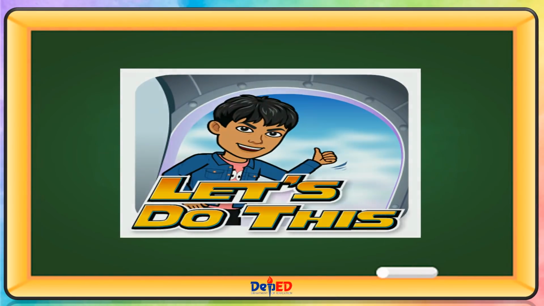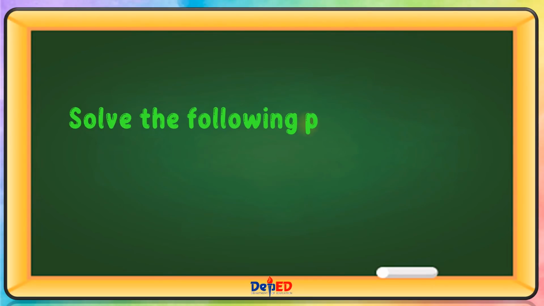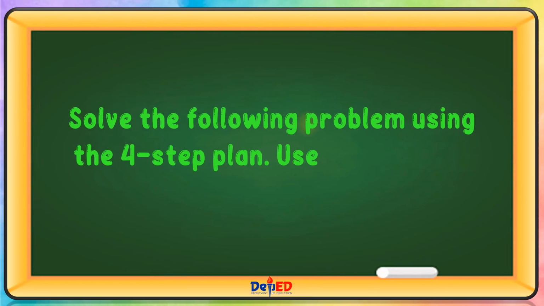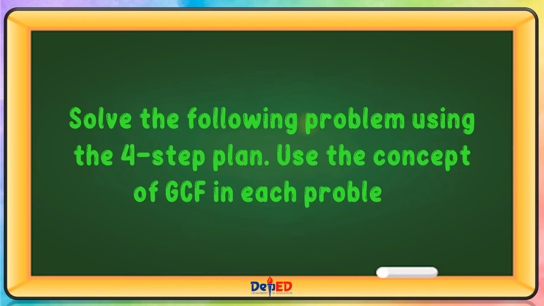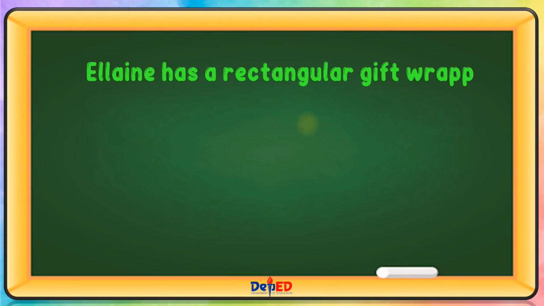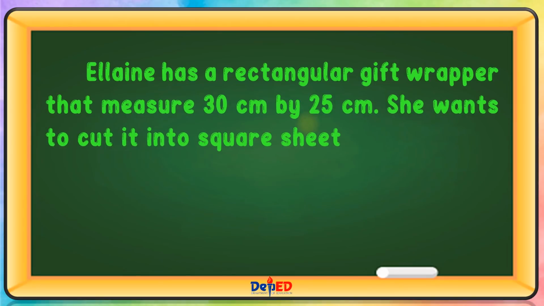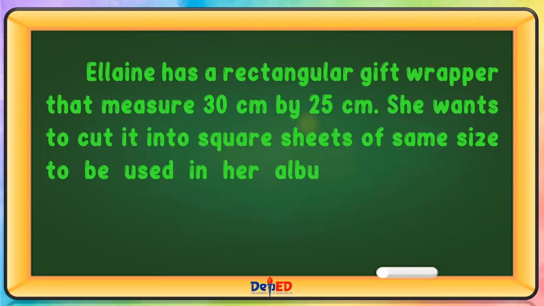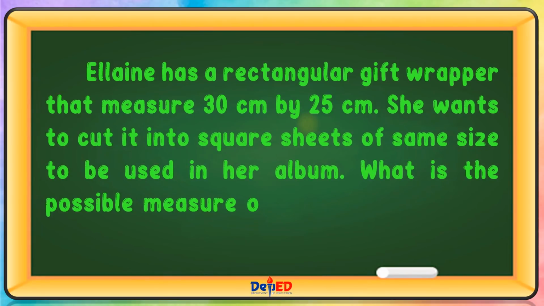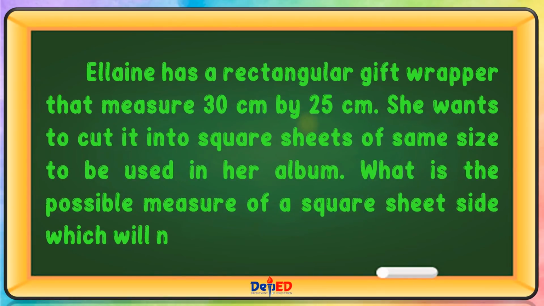Let's do this. Solve the following problem using the four-step plan. Use the concept of GCF in each problem. Elaine has a rectangular gift wrapper that measures 30 cm by 25 cm. She wants to cut it into square sheets of the same size to be used in her album. What is the possible measure of a square sheet side which will not have a leftover?